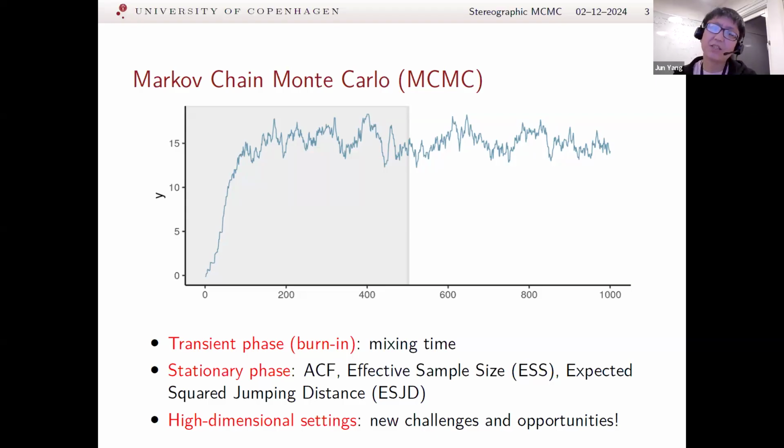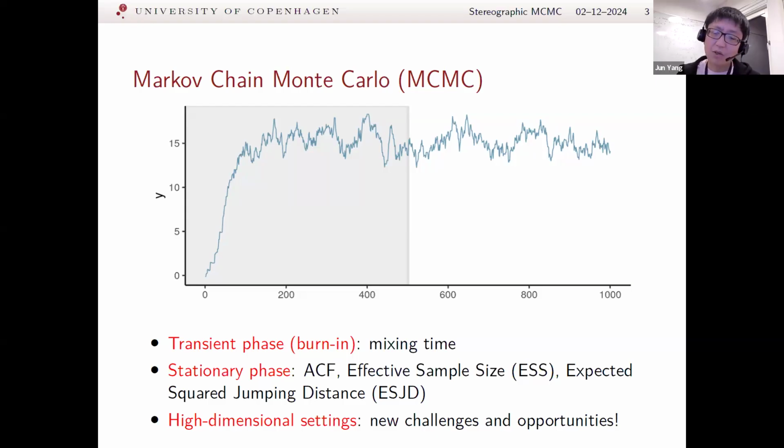This high dimensional setting really brings new challenges and opportunities. For example, in the transient phase, we may want to study the mixing time of the Markov chain, and how it scales with the dimension of the state space. If, for example, the mixing time increases exponentially fast with the dimension, then we say this MCMC algorithm doesn't scale well to high dimensions. Similarly, in the stationary phase, we can study how the autocorrelation function behaves when the dimension increases, or how the effective sample size decreases with the dimension.